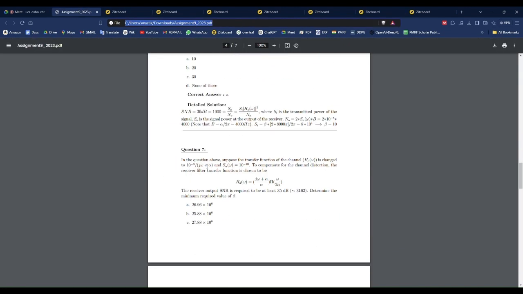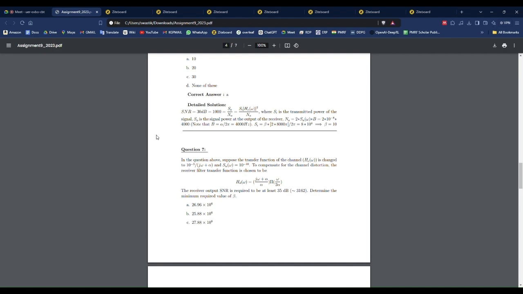Okay. In the question above, suppose the transfer function is changed to 10 to the minus 3 by j omega plus alpha. So previously we had a constant as the transfer function, but now we also have a complex transfer function. And the noise power is 10 to the power minus 10. To compensate for the channel distortion, the receive filter transfer function is chosen to be this thing. The receiver output SNR is required to be at least 35 dB, which is 3162. Determine the minimum required value of beta.